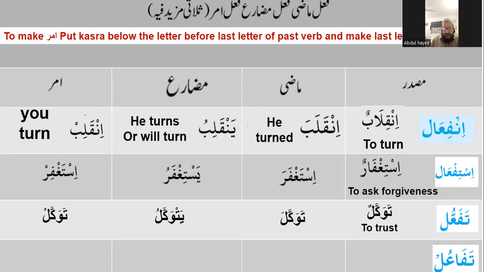On the pattern tafa'ul, the example is ta'arufun. It's a masdar. Mazi is ta'arafa, mudare yata'arafu, amr is ta'araf.